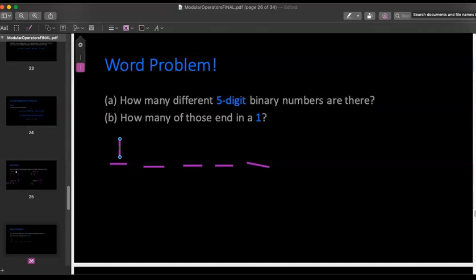So now for the rest of them, we have either a 0 or a 1, right? So this could either be a 0 or it could be a 1. A 0 or a 1, a 0 or a 1, and a 0 or a 1, right? So we have 2 options for this, 2 options for this, 2 options for this, 2 options for this, but 1 option for this. So what would the answer be? How many combinations do we have? 9? That's a good guess.